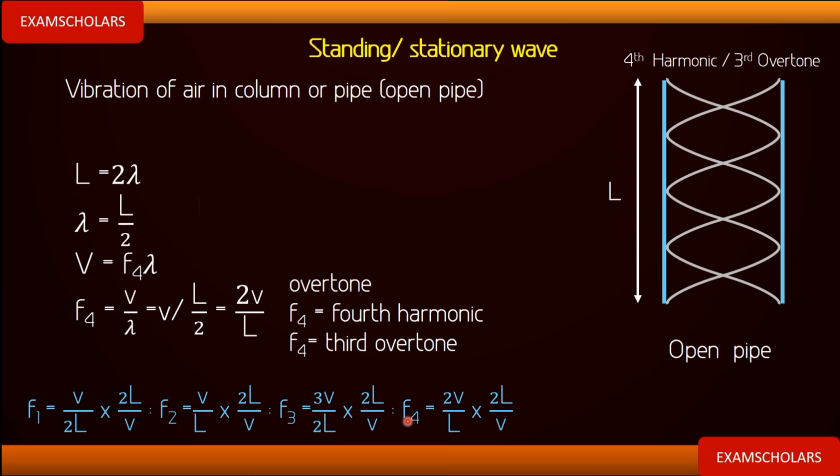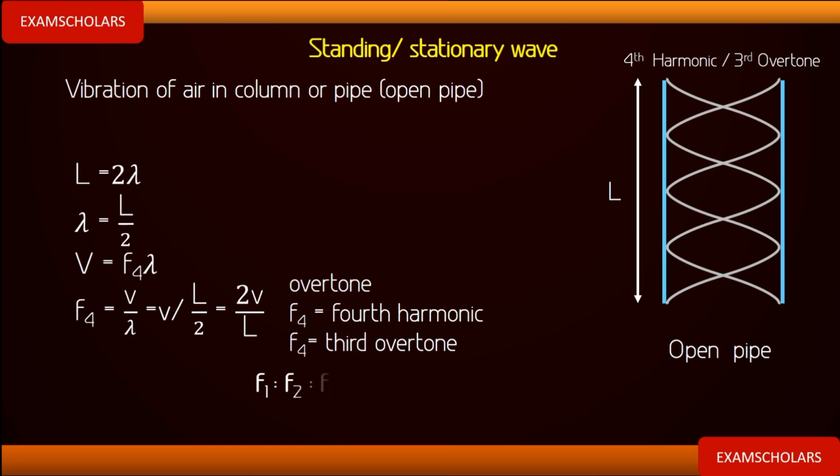When you do it, you have F1 ratio F2 ratio F3 ratio F4 will be what? 1 ratio 2 ratio 3 ratio 4. Which also means that open pipe has what? F1 ratio F2 ratio F3 ratio F4 will give us 1 ratio 2 ratio 3 ratio 4. If you continue like that, you get ratio 5, ratio 6, ratio 7, ratio 8, and the like. So open pipe, or open column, has even and odd harmonics, just like vibration of string.